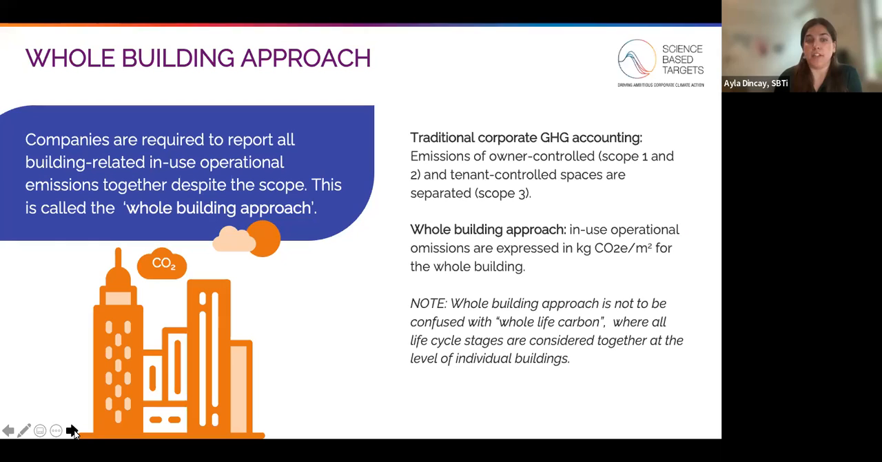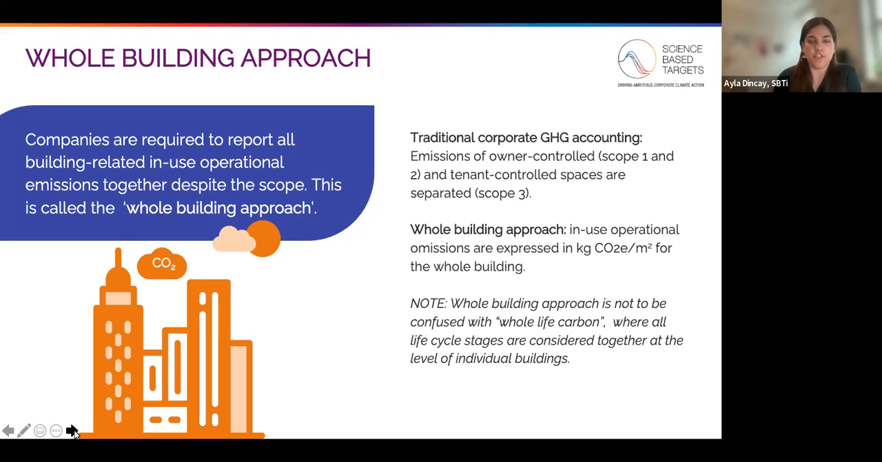First is that we are adopting the whole building approach in the guidance and that is required to follow whenever a company is involved in the use phase of a building. Building owners and occupiers are in scope in particular. The whole building approach means that companies need to include all building related emissions into the target boundary, irrespective of the scope. For example, a building owner would need to include emissions from tenants' consumption into its target boundary.